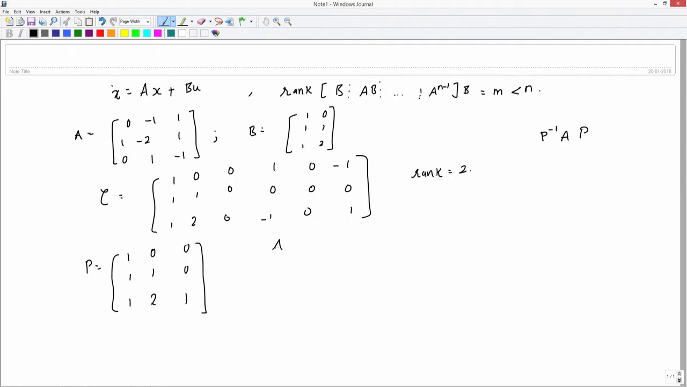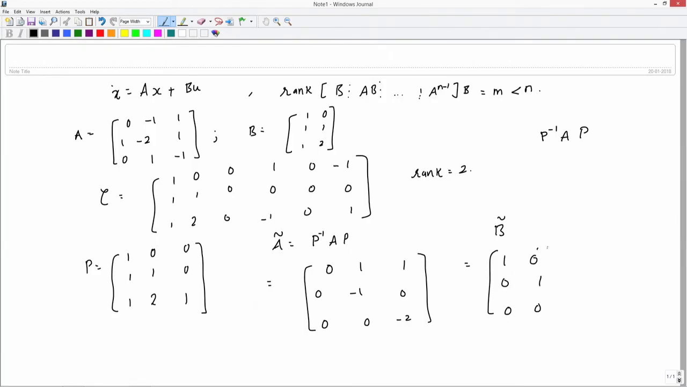So, what will the new A tilde be? A tilde, computed as P inverse AP, turns out to be [0, 1, 1; 0, -1, 0; 0, 0, -2]. And B tilde is [1, 0; 0, 1; 0, 0].